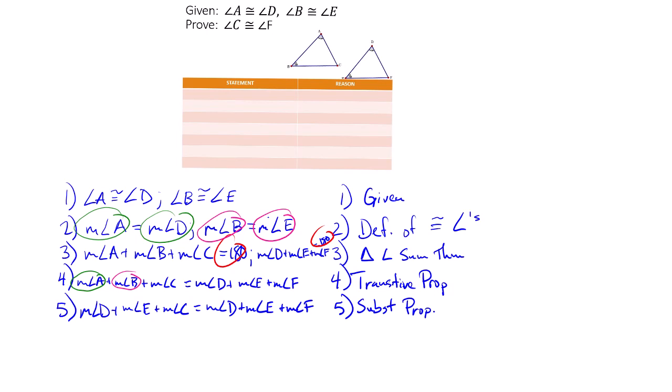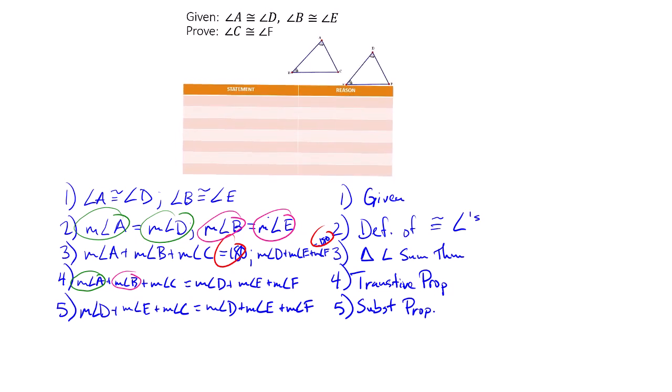Sorry, I lost my image there. Anyway, we have the writing here at the bottom. Now we can subtract D from both sides, and we can subtract E from both sides. By using our subtraction property, the D's cancel out and the E's cancel out if we subtract them from both sides. And so we're just left with measure of angle C equals the measure of angle F.